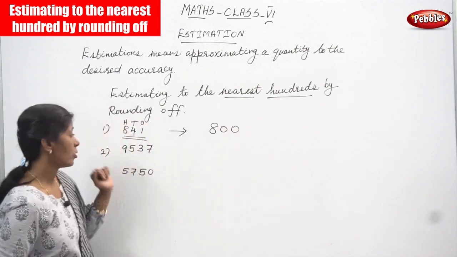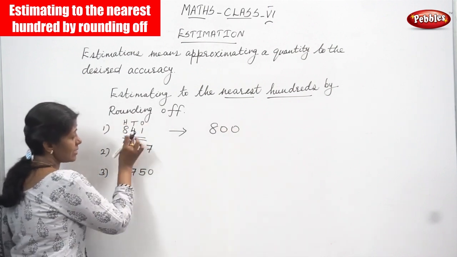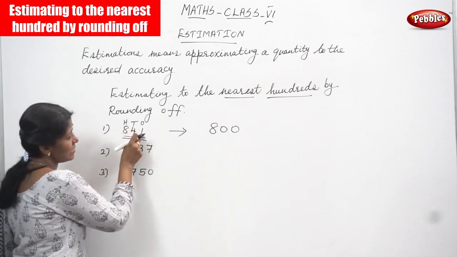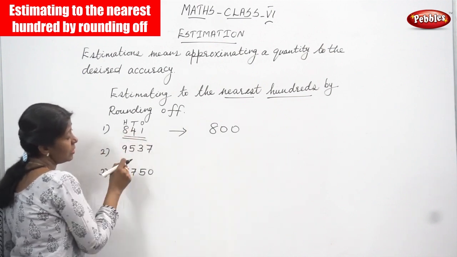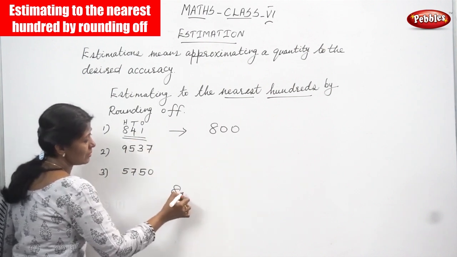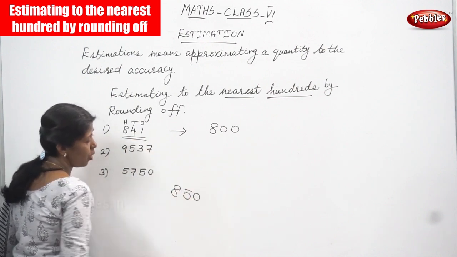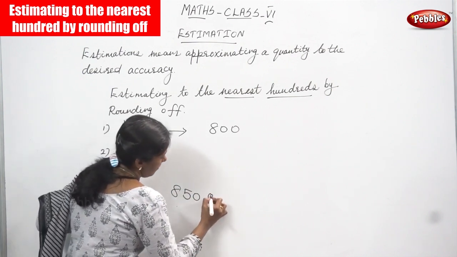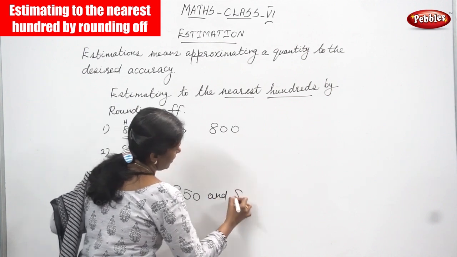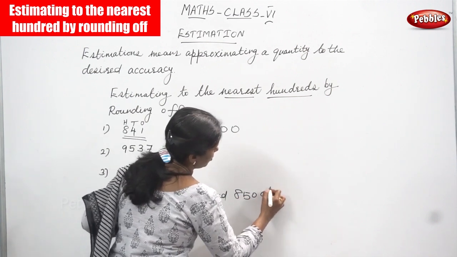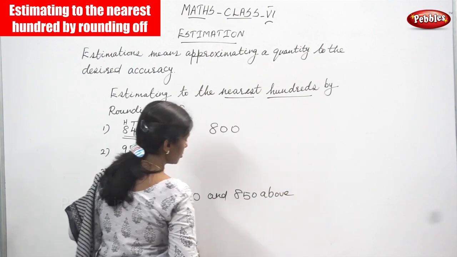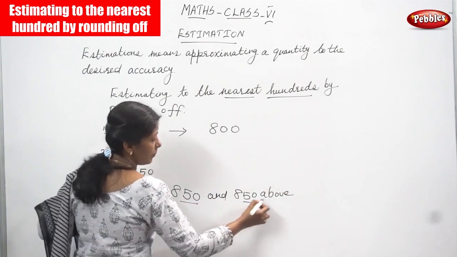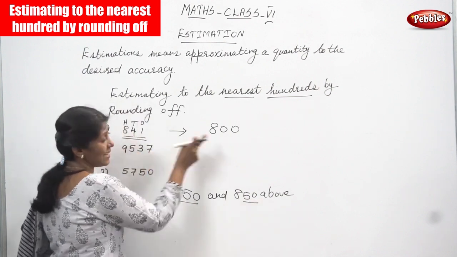How could you say it is 800? Actually, in the tens place what is the number? 4 tens, and in the ones place 1. So if it is 850 or above, what are you going to do? If the number is 50 or above, you have to consider it as 900.